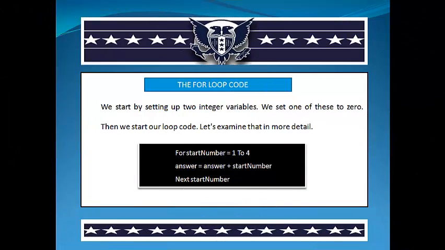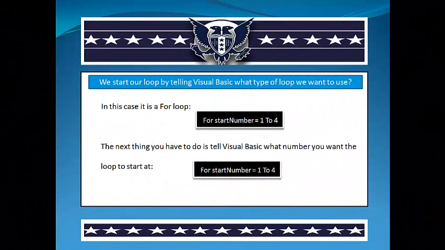For the for loop code, we start by setting up two integer variables. We set one of these to 0. When we start our loop code, let's examine that in more detail. For start number equals 1 to 4. We start our loop by telling Visual Basic what type of loop we want to use. In this case, it is a for loop.